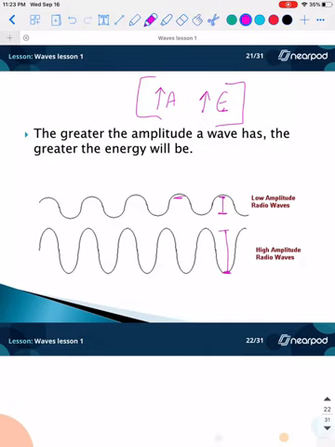But yeah, the amps are here. So a high amplitude is going to be louder than this one.